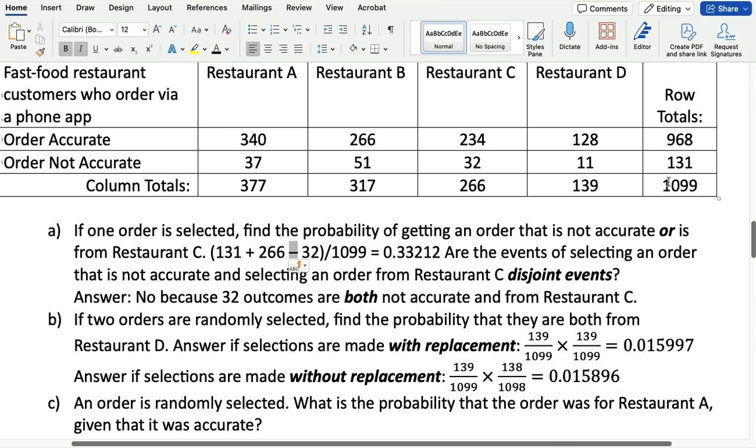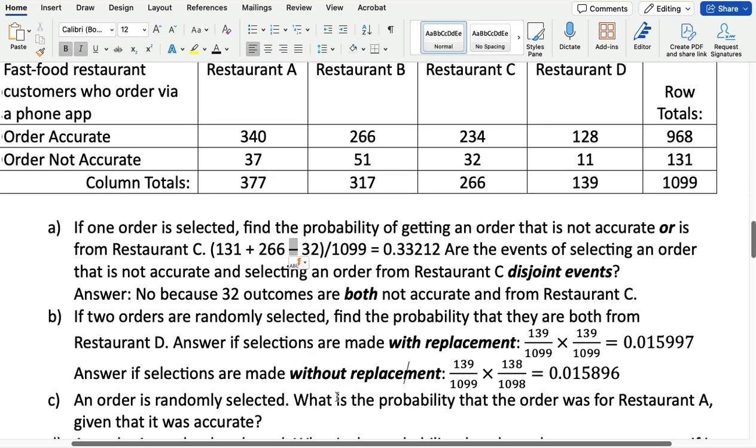Had these numbers been a bit smaller, then you would see a drastic difference between those two, but it's not that much. So that's the difference between probability with replacement versus probability without replacement. The second probability is going to be impacted by the first probability.